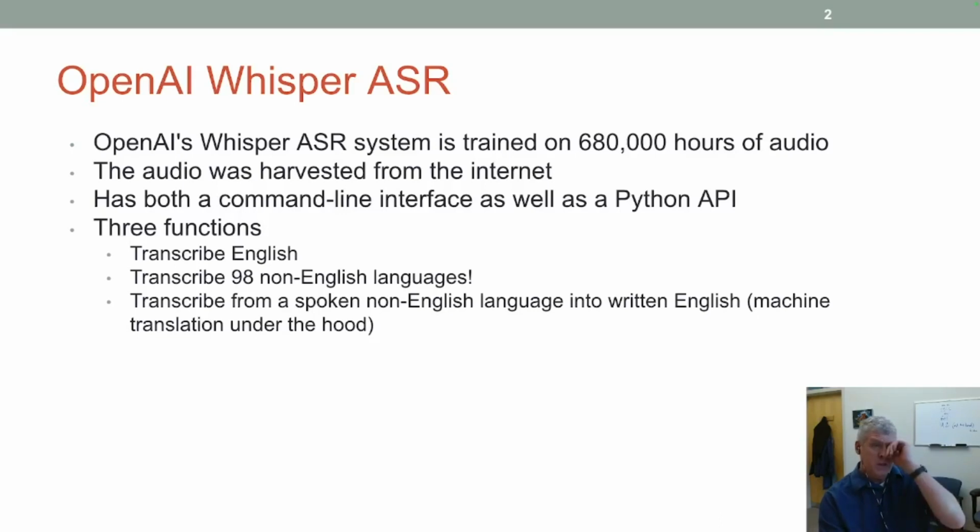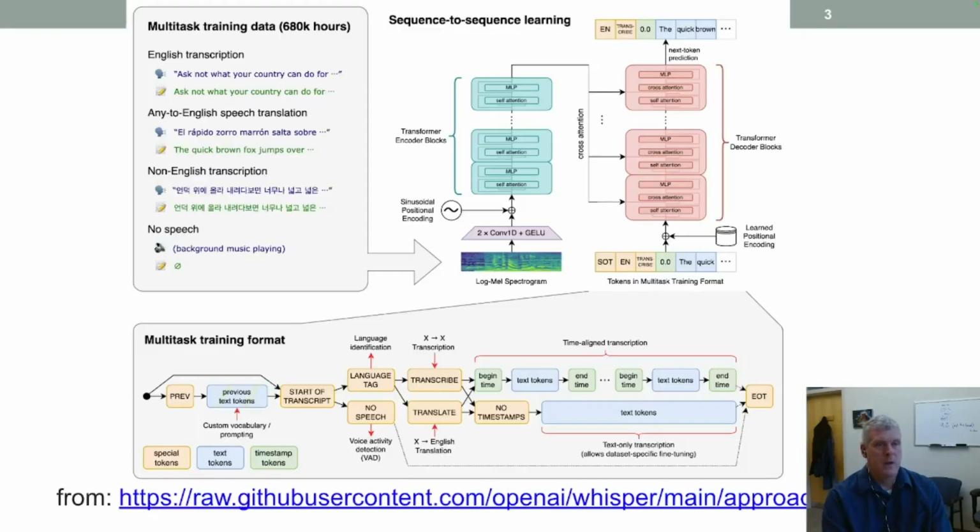It has three main functions. It transcribes English, that is, goes from audio to transcription, ASR, automated speech recognition, right? It can transcribe a lot of languages, and it can also transcribe from a spoken non-English language into written English, meaning it does transcription in a non-English language, and then under the hood it does machine translation and then transcribes it into English. So here's a little diagram of the architecture.